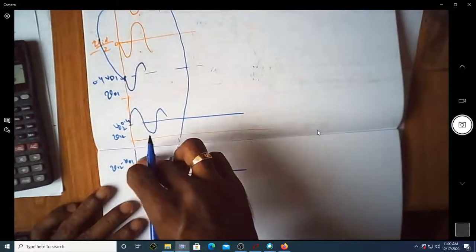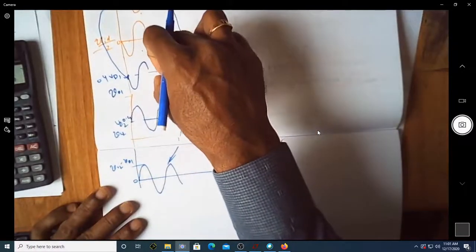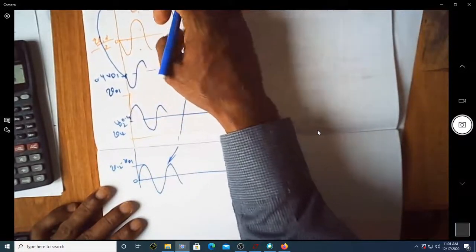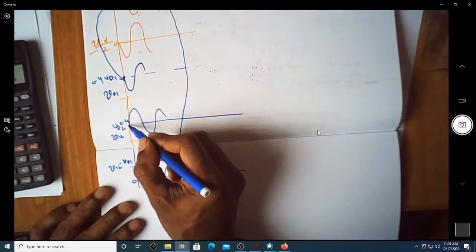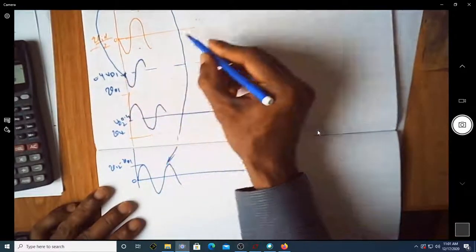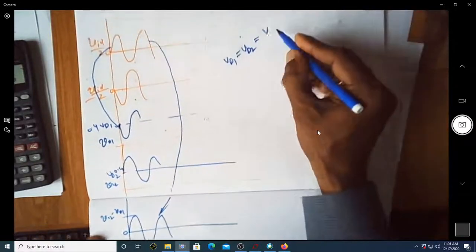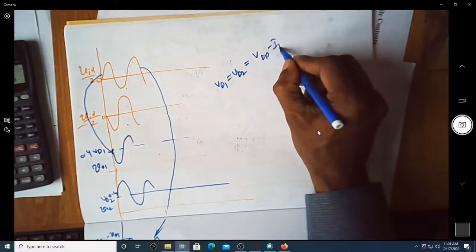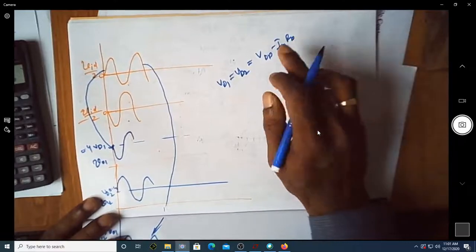Of course the gain of this happens to be Gm into Rd. This is Gm into Rd by 2. This is also Gm into Rd by 2. Here it is out of phase with the input, here in phase with the input. This is oscillating around VD2, and this is oscillating around VD1, because we know that VD1 is equal to VD2 is equal to VDD minus ID into RD, assuming both the currents are the same and both the resistors are the same.